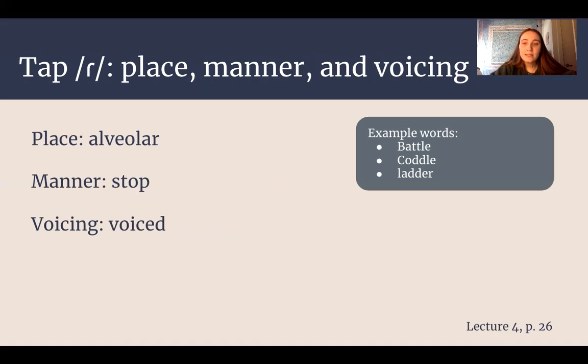The last consonant and phoneme that we're going to go over is the tap consonant. Some example words for this are battle, coddle, and ladder. So it's the duh in the middle of those words. The place of articulation for the tap consonant is alveolar, just like T and D. And the manner of articulation is also a stop, and it is a voiced consonant as well.